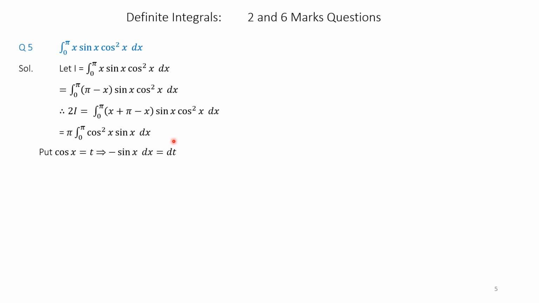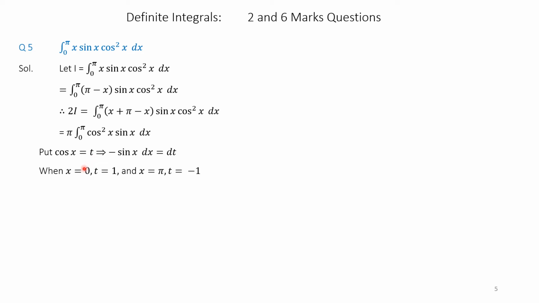Therefore, put cos x is equal to t. The previous line has to be solved using the substitution method. Therefore, cos x is equal to t, and d by dx of cos x is minus sin x, so minus sin x dx is equal to dt. Therefore, now we have to calculate, find the limits of t for the changed values.